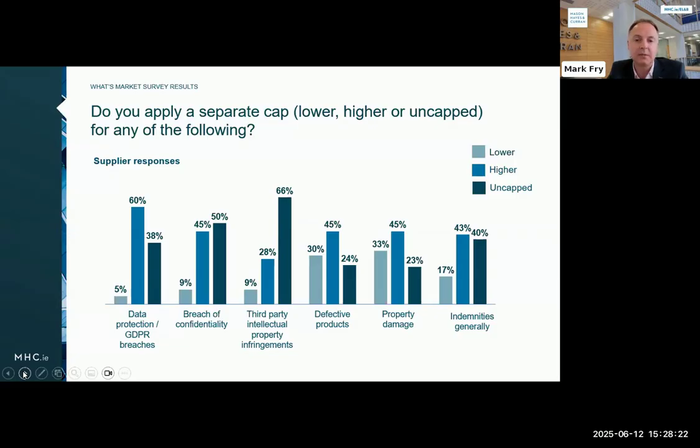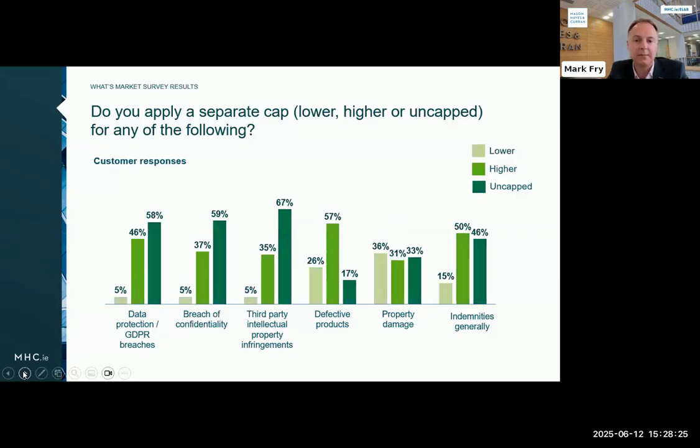So dealing next with the customer feedback, on slide 11, please. So we asked, do you apply a separate cap, lower, higher, or uncapped for any of the following? So for confidentiality, again, you can see very much a trend here in line with what we've seen in the supplier side, that customers are, in the first instance, looking for uncapped liability, but that is down from previous years. So if you go back to the early years of our survey, we had over 80% of customers indicating they would typically apply uncapped liability for confidentiality. That's now down to only 59%. So a clear shift and a trend here with regards to confidentiality.